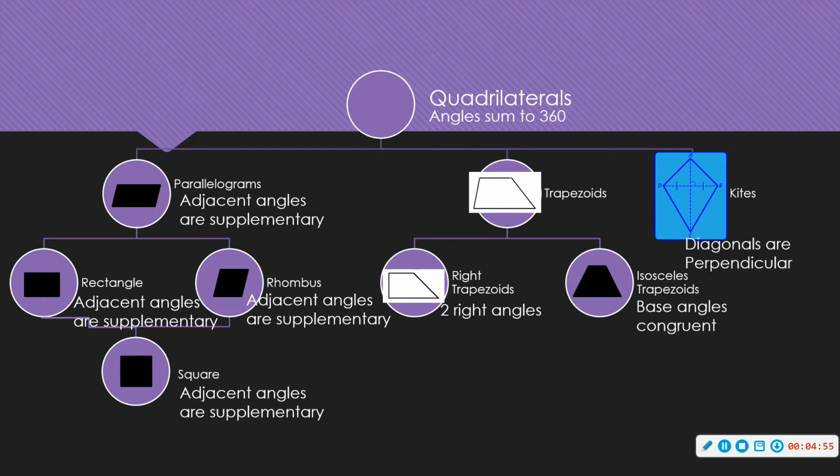Another fun fact about kites is that when we do have those diagonals drawn in there, those dashed lines that go from corner to corner, they are perpendicular to each other in the center there. We can see your little 90-degree box.